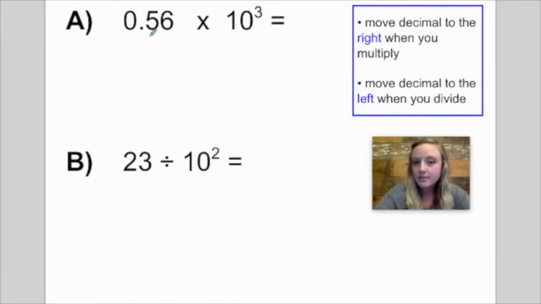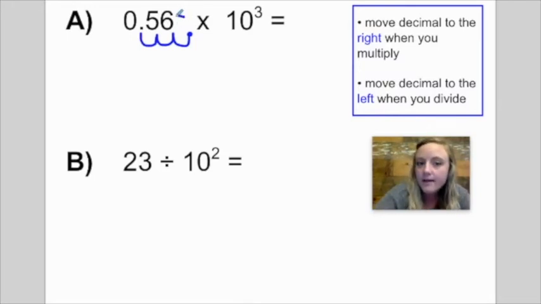I have 56 hundredths times 10 to the third power. This 3 is telling me how many times I'm going to move my decimal. I am multiplying, so I'm going to move to the right. So that's going to make 1, 2, 3 places before I have my decimal point. Notice how I have a blank space here, but I'm moving to the right, so it's not like I'm not going to have anything there.